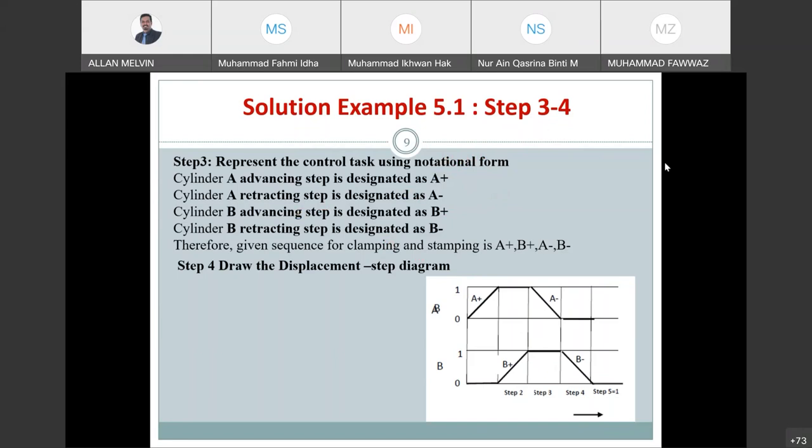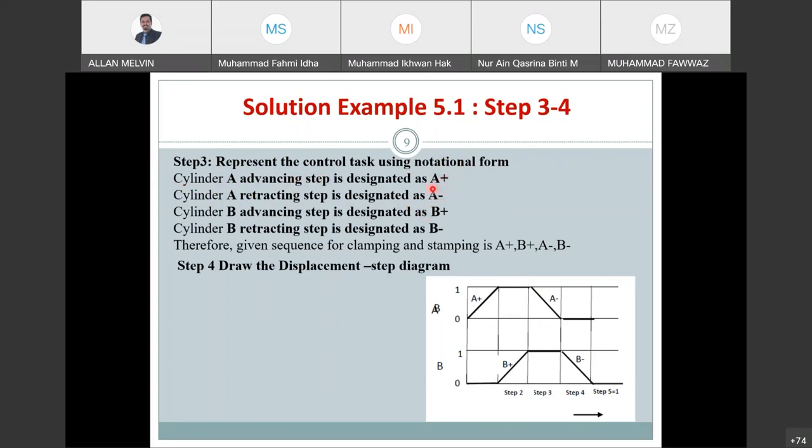For this new method, how do you put it in the notational form? You write the A plus and B plus, like the extension and the retraction? Yes. Because if not, you need to write cylinder A advancing or cylinder A is extending. So actually, to simplify it, you just write A plus. So we totally understand, A plus means cylinder A extend. So A minus is cylinder A retract.